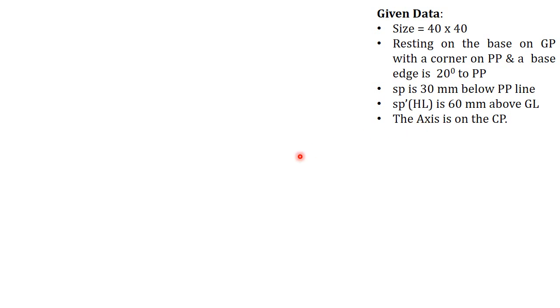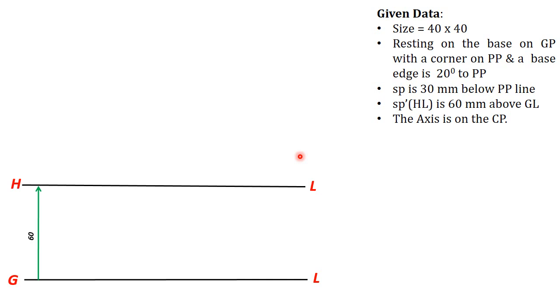Okay, so let's begin with the ground line, then draw the horizon line. The horizon plane is 60 mm above the ground plane. Then draw the PP line. The PP line should be further above the horizon line. The distance between these two should be more than 30 mm in this problem. Okay, now let's draw the top view of the pyramid.